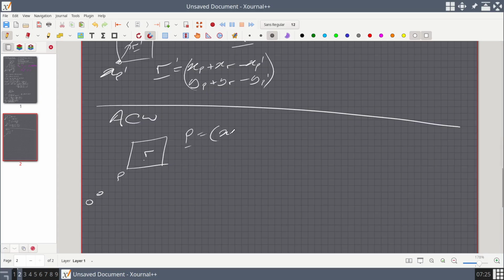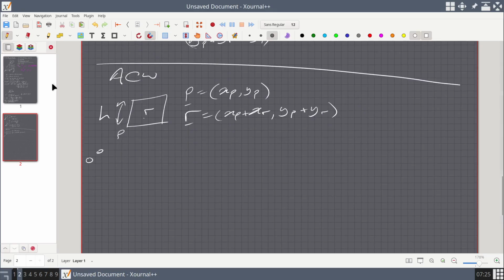P is defined as xp, yp. PR is defined as xp plus xr, yp plus yr. Anything else to say? This value we're calling height, h, which is going to be relevant to us this time. And we would like to transform point A. A is equal to xp, yp plus h.